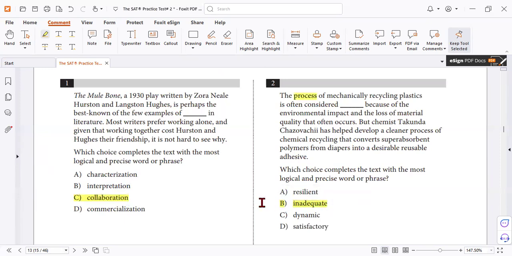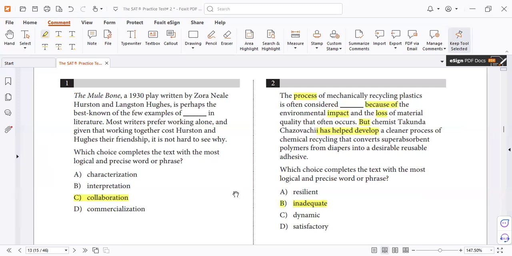It needs further studies. He said because, do you remember the cause and effect technique? Because of the environmental impact and the loss. So the process is not enough, is not sufficient, is not clear. But this person has helped develop it. So how was the process? It was not enough, inadequate. Of course, letter A is wrong.